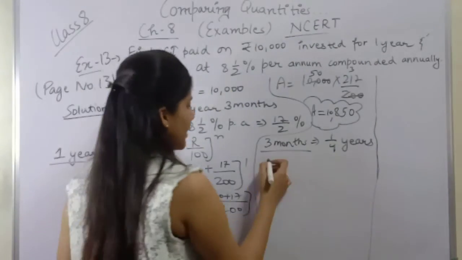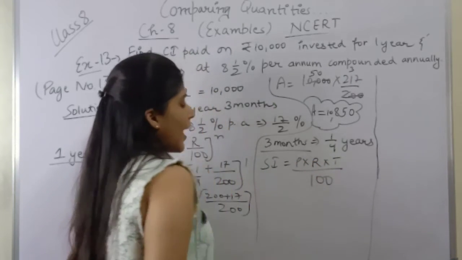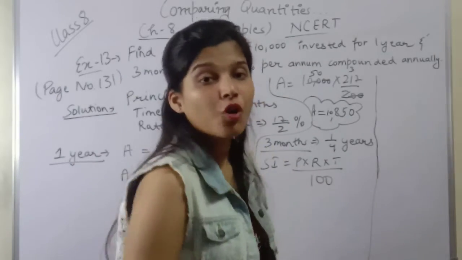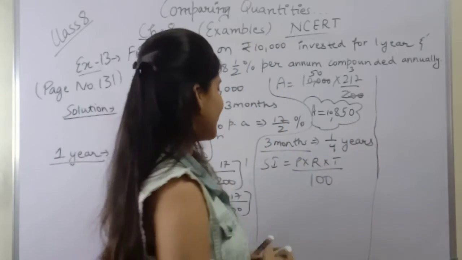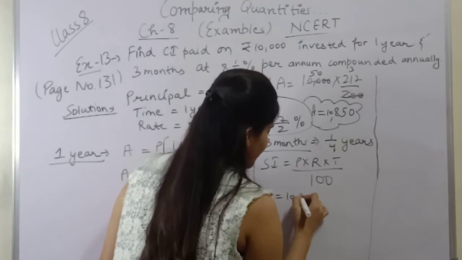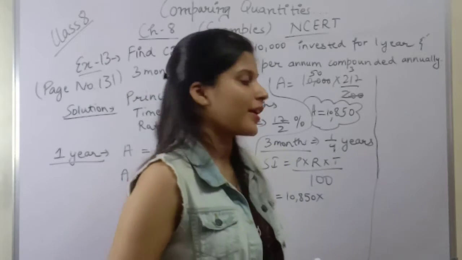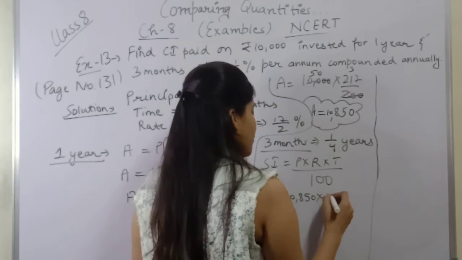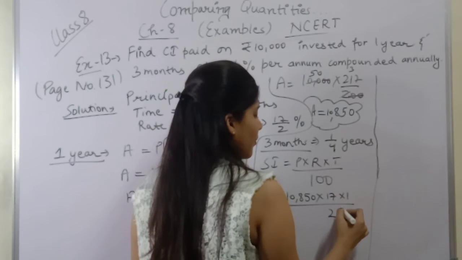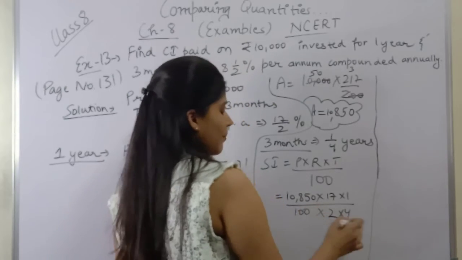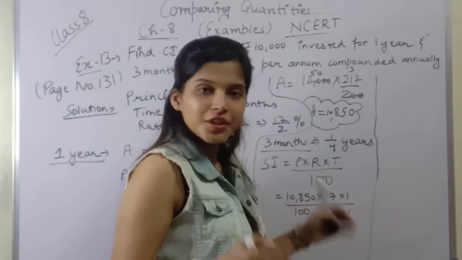Now simple interest equals to P into R into T upon 100. And now we have to remember that principal here would not be the original principal, but the amount from the last year, that is 10,850. Always remember, principal में अगर आपने यहाँ पे original principal लिख दिया तो आपका interest wrong हो जाएगा. So 10,850 into 17 upon 2% into time is 1 upon 4. So you see हमने यहाँ पे 2 into 4 क्यों किया? Because 17 upon 2 and 1 upon 4, right? So वो अब नीचे denominator में आ जाएंगे.